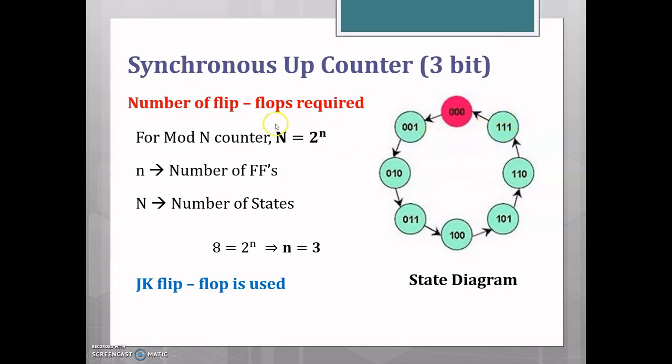The next step is to determine the number of flip-flops required. Generally, for a mod n counter, the number of states is equal to 2 to the power n, where the small n represents the number of flip-flops. Substituting the number of states as 8, since there are 8 states from 0 to 7, the number of flip-flops required is 3. And in this case, I am using JK flip-flops.